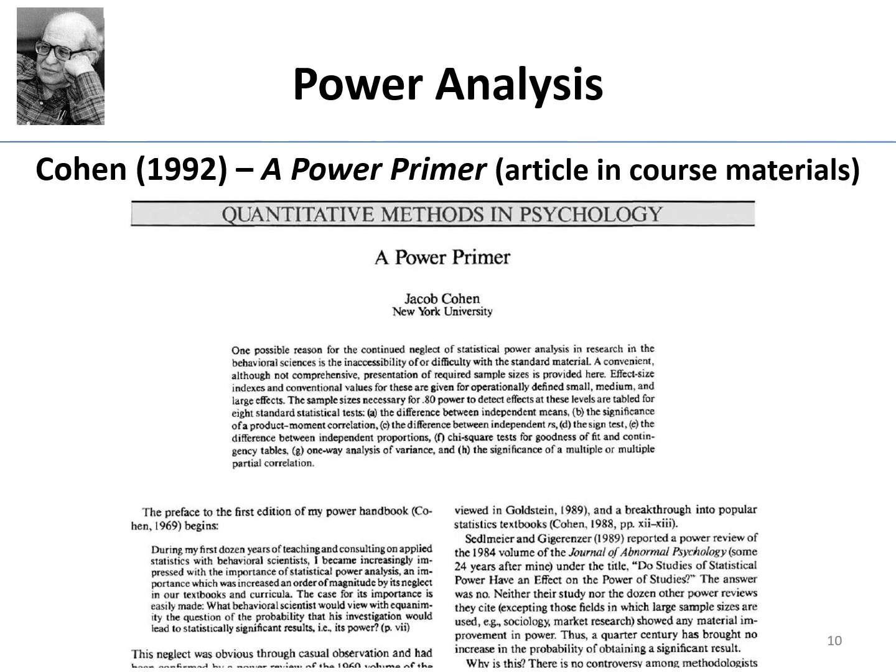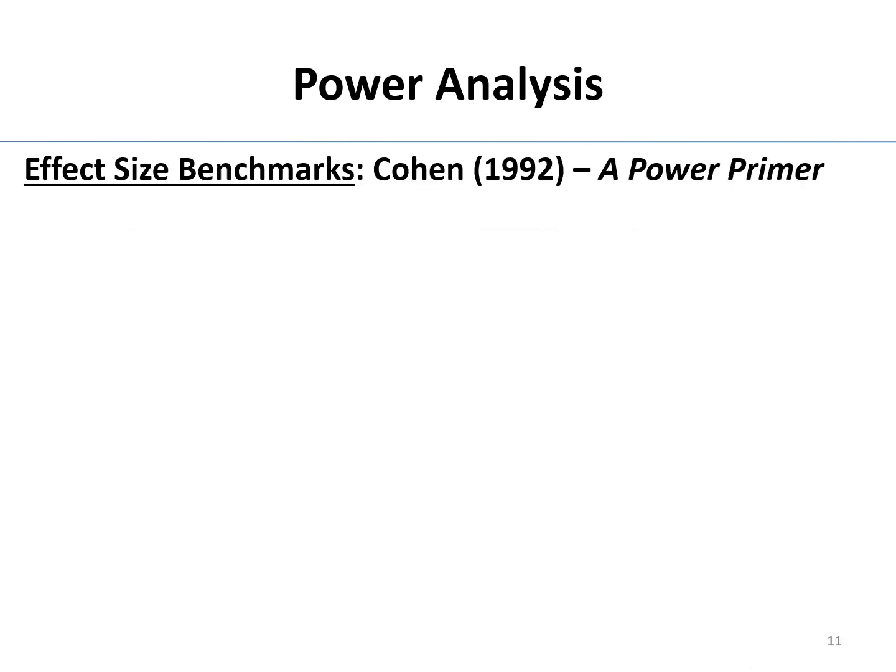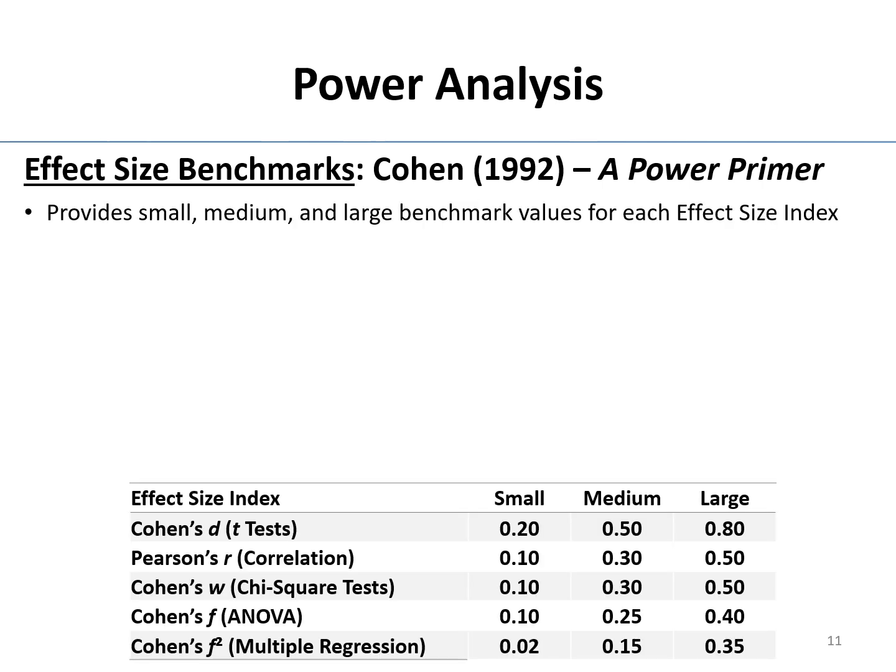Again, Cohen's article, A Power Primer from 1992, is a famous study in statistics, and it sort of revolutionized power analysis overall. It is in the course materials. You definitely want to download this. You're going to need it for your dissertation. What makes this Cohen study so famous is that it included effect size benchmarks that you can use. The study provides small, medium, and large benchmark values for each of the effect size indexes.